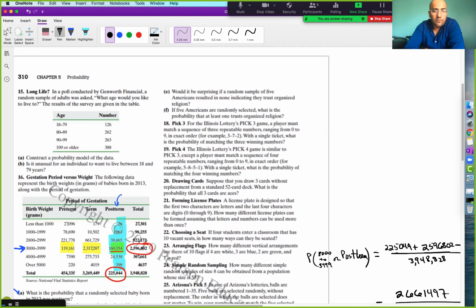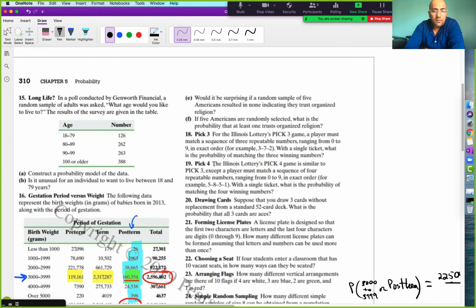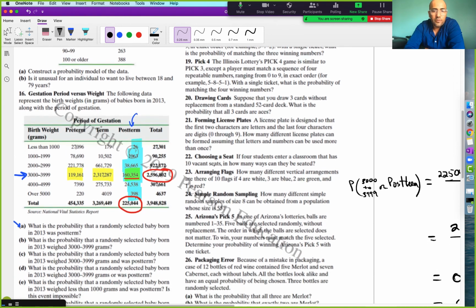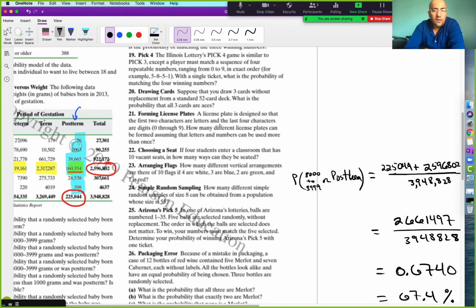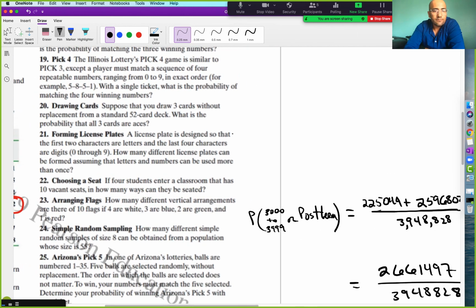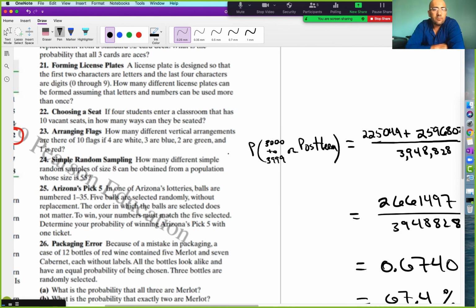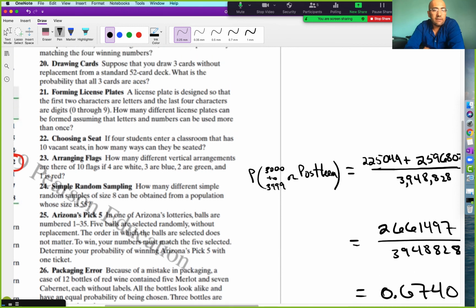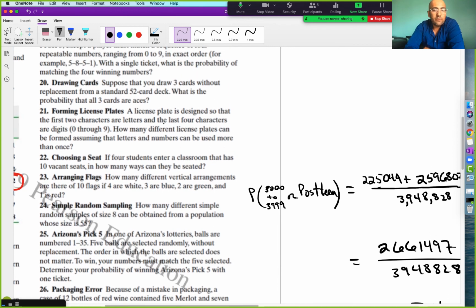And let's find another good one from over here. Illinois drawing, forming license plates. That's a good one. The license plate one. How about that one? Number 21. A license plate is designed so the first 2 characters are letters and the last 4 characters are digits, 0 through 9. How many different license plates can be formed, assuming that the letters and numbers can be used more than once? Okay, so we can repeat the same letters and then we can repeat the same numbers.